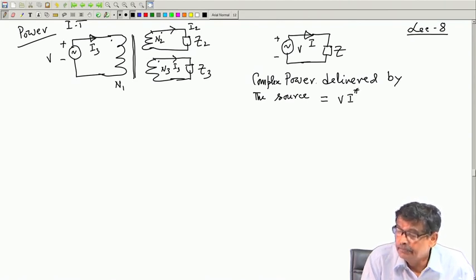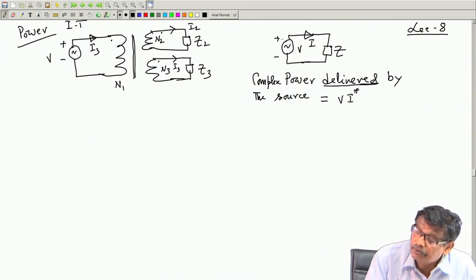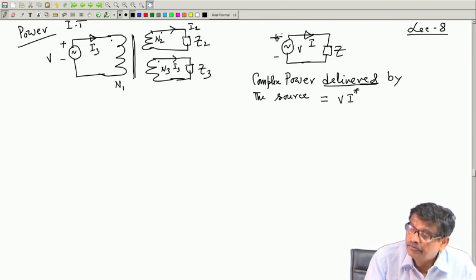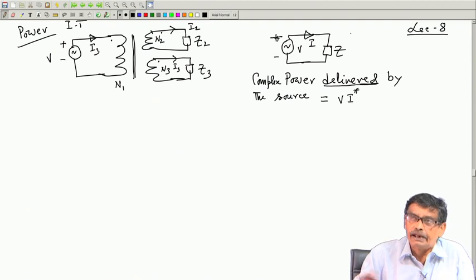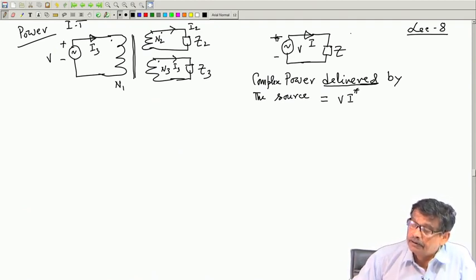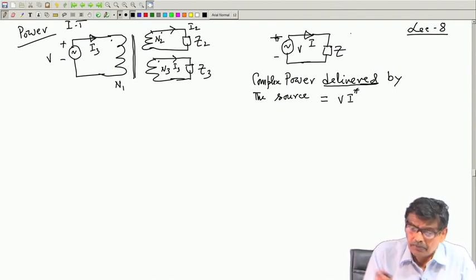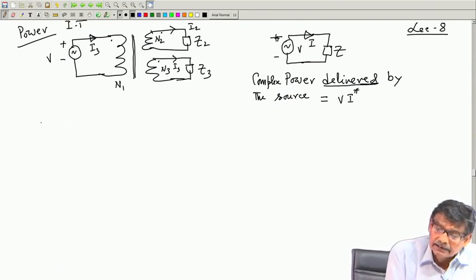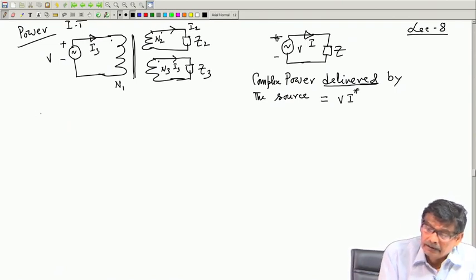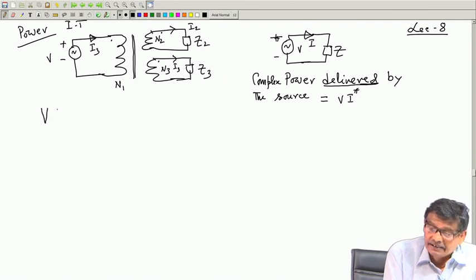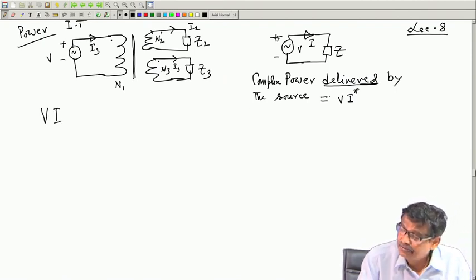See, in language I have written complex power delivered. Delivered is the key word, because here is a source, and through the positive terminal of the voltage, current is leaving. So, like a battery, it is really delivering power. Take the voltage phasor and current phasor, and multiply V with I star. You must be knowing, but still I am quickly telling, it is not just V I, and this is usually denoted by the letter S.